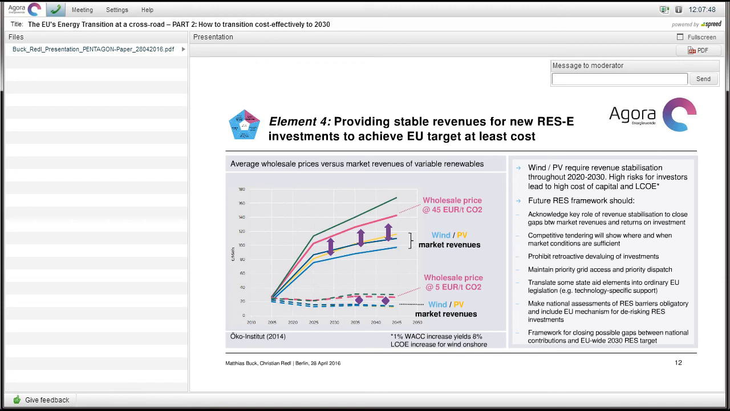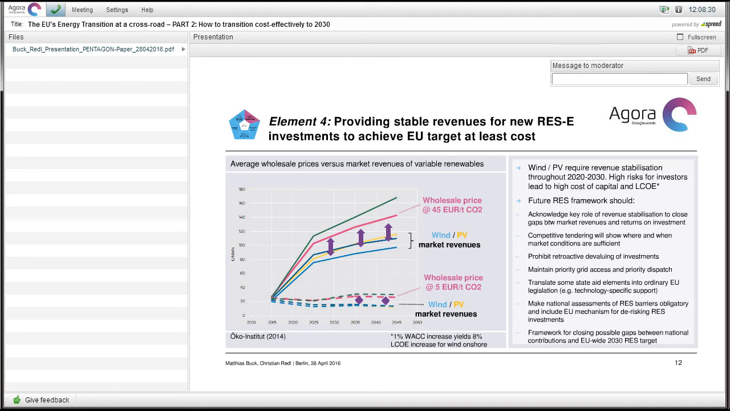For example, the meaningfulness and the need for technology-specific support should be reflected in this directive framework. And finally, of course, there are not only economic barriers, but also non-economic barriers. And here the framework should make national assessments of non-economic barriers obligatory, which would also be relevant in case EU-wide mechanisms are implemented, which should tackle the capital cost issue, specifically in countries with higher risk and higher capital costs.